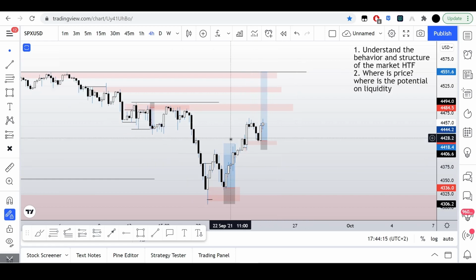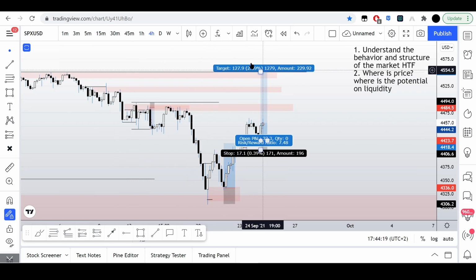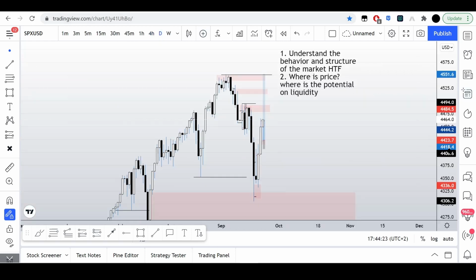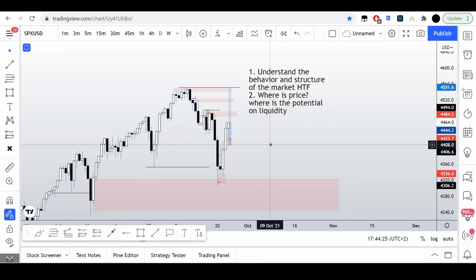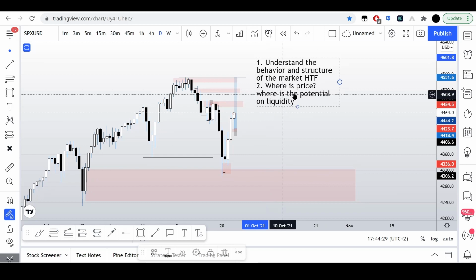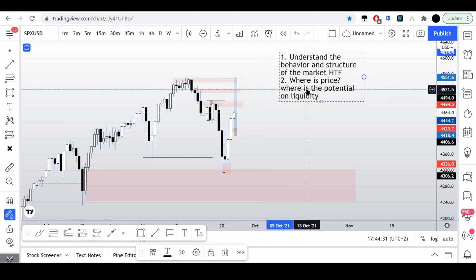So what's the current draw on liquidity? These highs right here. Okay, so I think that's it. I think that's my approach right there. I gave you guys the entries, I gave you guys what I look for, but these are the main two that you want to start off with. You want to start off with the structure and where price is potentially drawn to. Where's the liquidity?